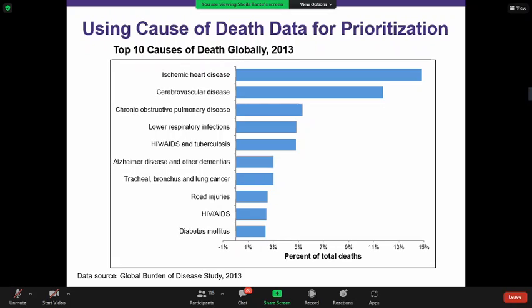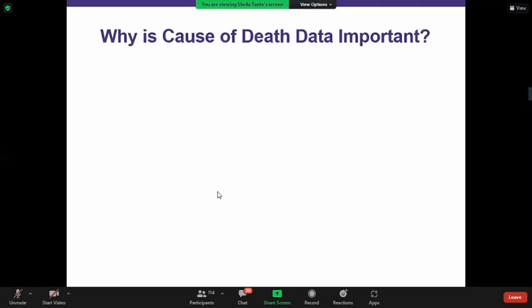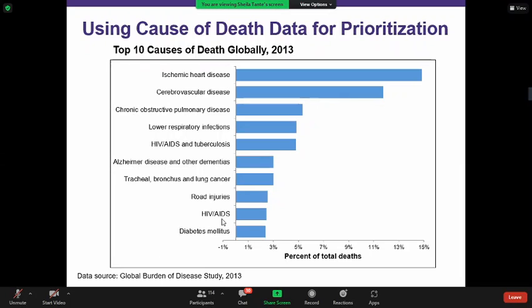Okay, so what are the top 10 causes of death? For example, in 2013, this is the global burden of disease report: ischemic heart disease, cardiovascular disease and COPD, respiratory infections, HIV/AIDS and TB, Alzheimer's, tracheal bronchitis and lung cancer, and diabetes mellitus.